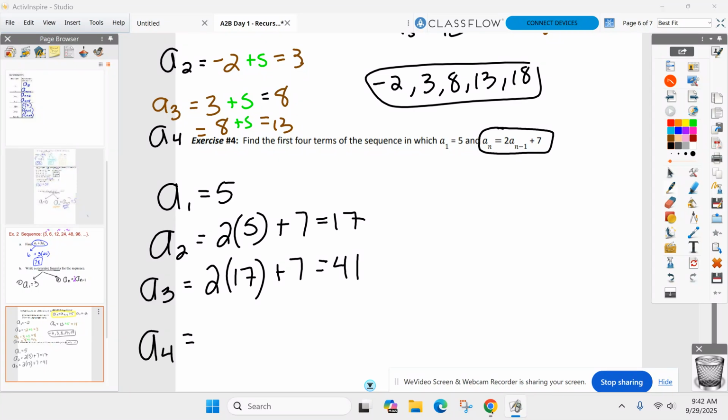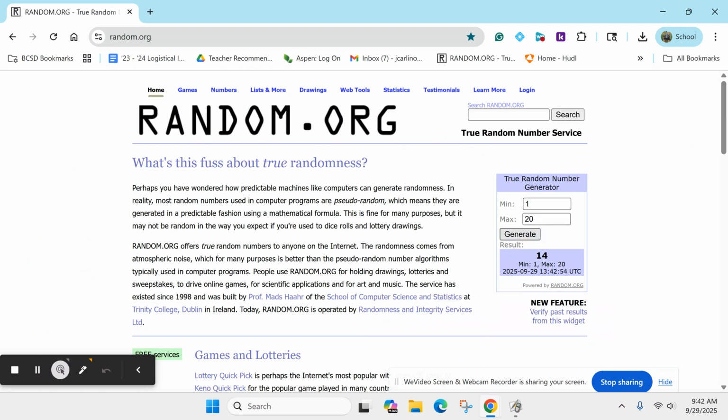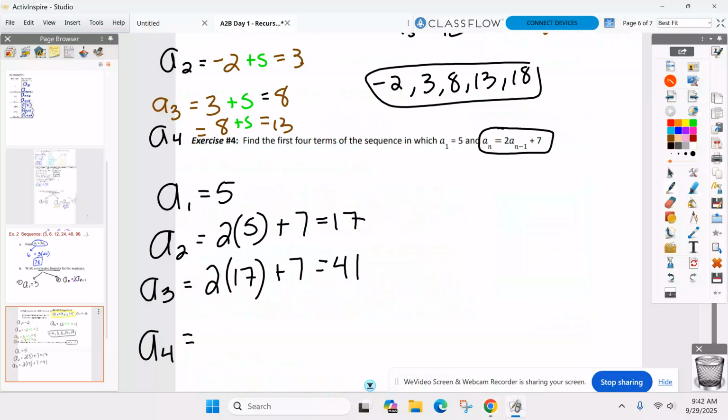Help me find it. Sierra, how do I find the final term here? Good. And that would be a_4.